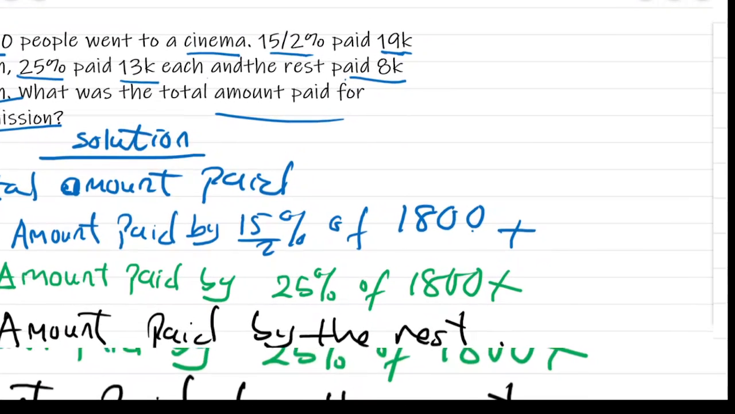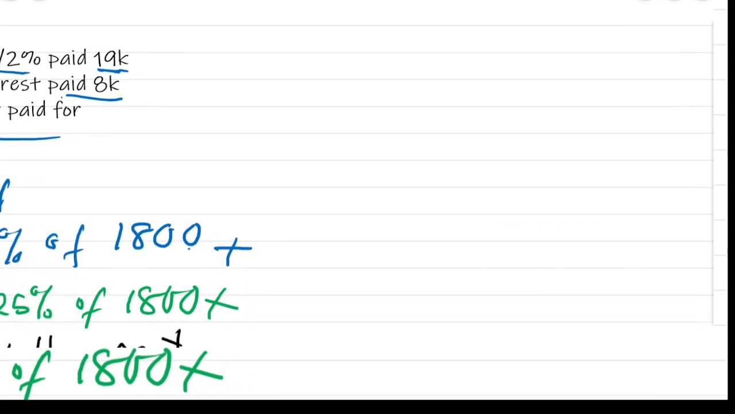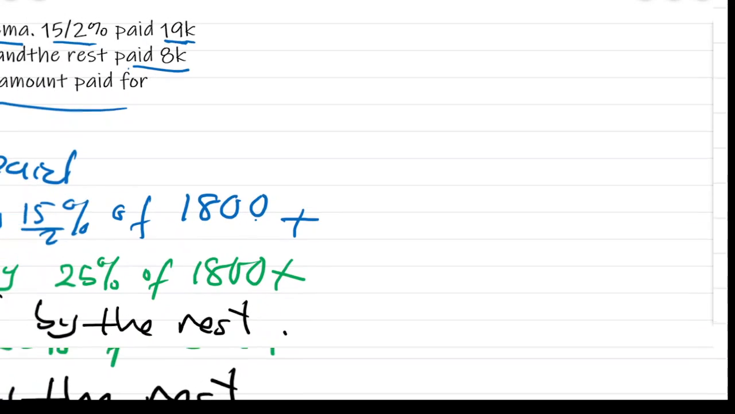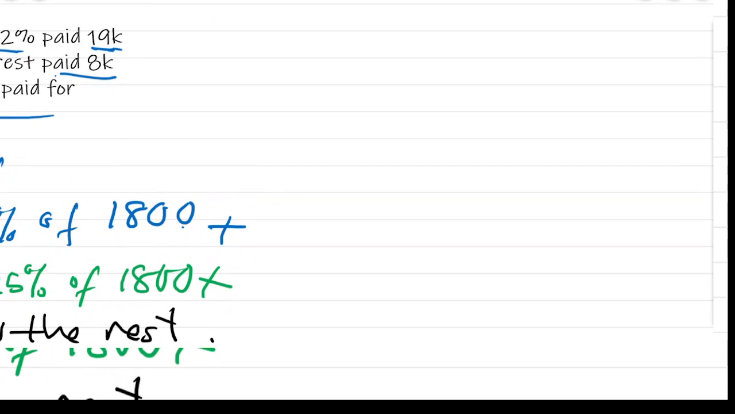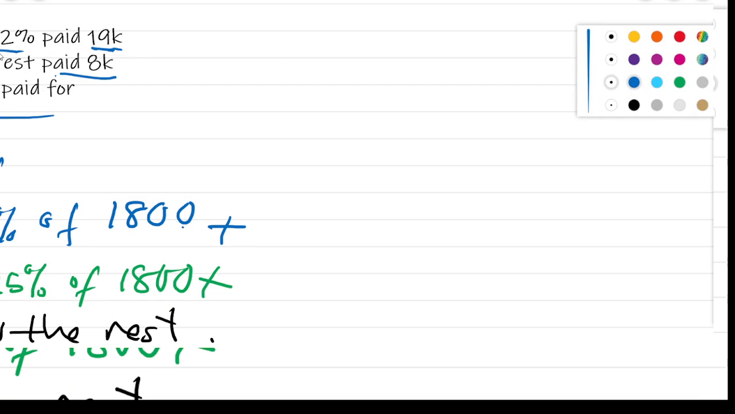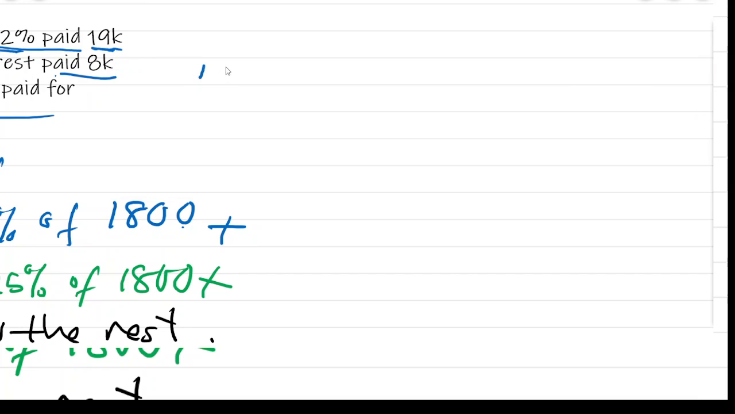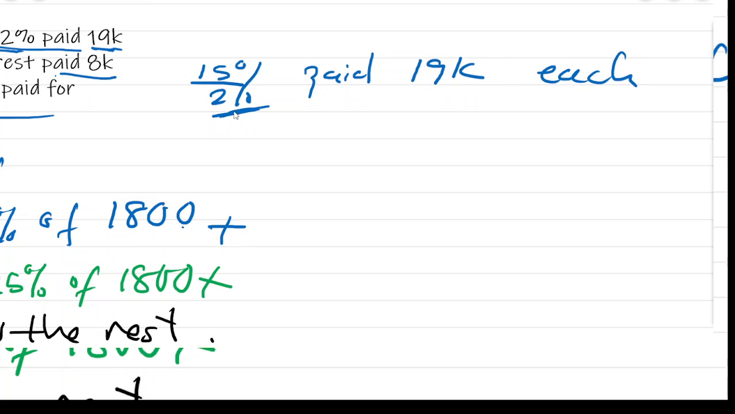First of all, we do the amount paid by 15/2% of the population. That is the one we highlighted in blue, so we are going to use blue to find that amount. So we have that 15/2% paid 19 kobo. How many people pay this amount? That's what we're going to find out. Then since each of them paid 19, we multiply the number by 19 to get how much they paid in total.